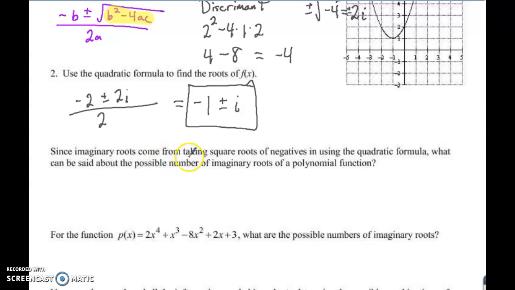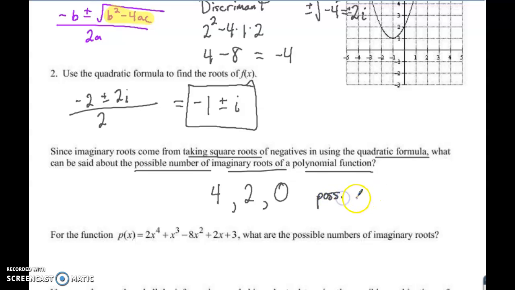Since imaginary roots come from taking the square root of negatives in the quadratic formula, what are the possible number of imaginary roots for a polynomial? Well, they either never happen, they happen as plus or minus, or if there are two sets of them, there could be 4, and I won't get up to a polynomial of 6 terms, but it would be 6, 8, 10 possible imaginary roots. I hope all of that makes sense.